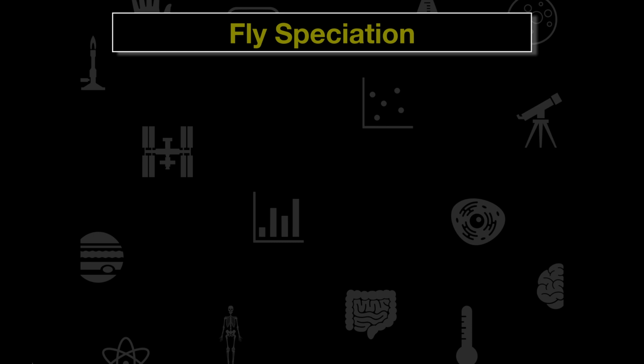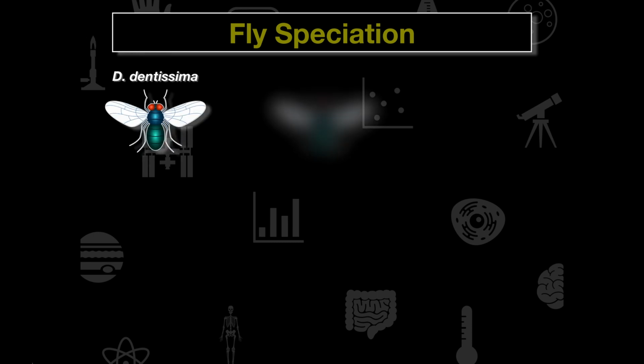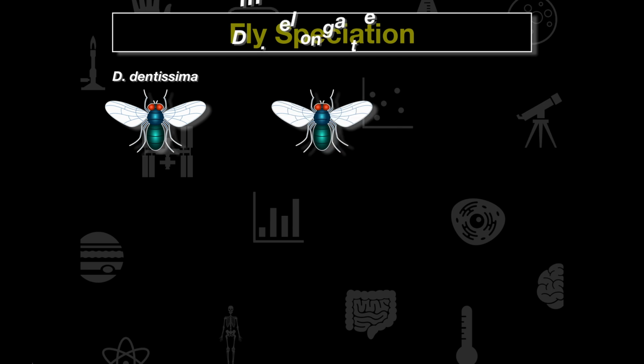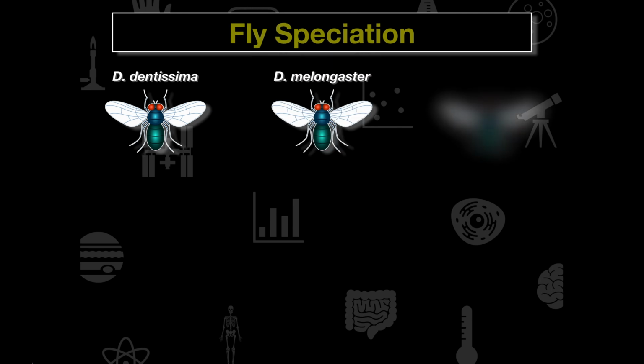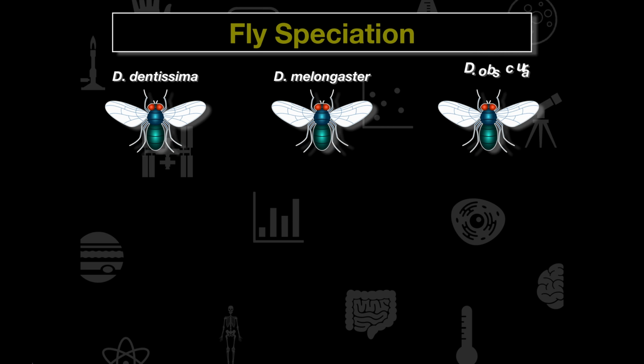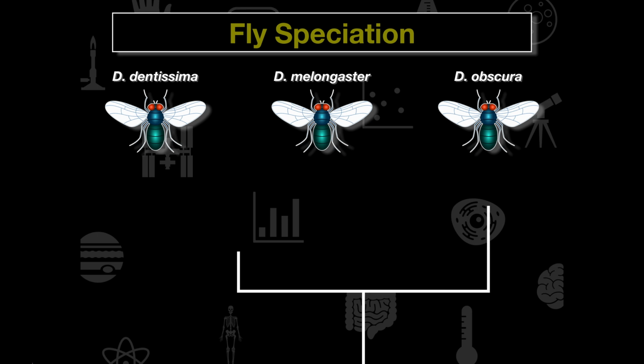So how does speciation occur? What we have here is we're going to look at a cladogram. We have three different sets of flies here, and each of these flies may appear to be very similar, but they cannot reproduce and create fertile offspring. So from the naked eye they look similar, but they're not capable of producing fertile offspring, so therefore they are not of the same species.